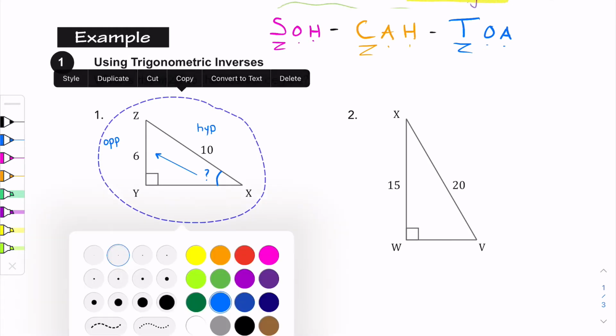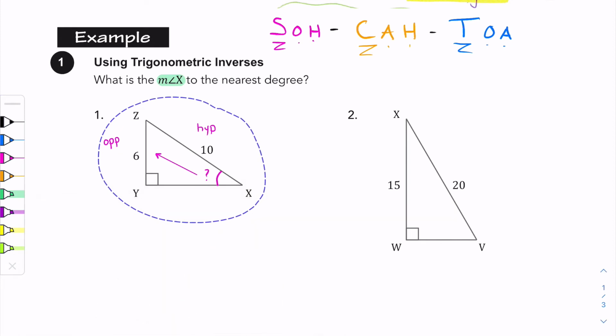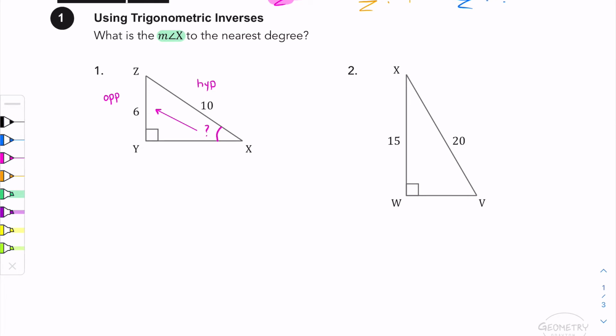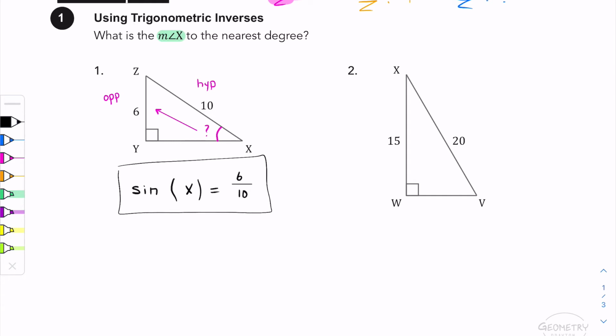Based on this information, it appears that we are going to be using the sine function, so we're using the SOH part of SOHCAHTOA. Just be very mindful of how I write this. I'm going to write it like we did yesterday, which is sine of the angle X is equal to my opposite side over my hypotenuse. But I can't type this into my calculator, so I need to use the inverse.